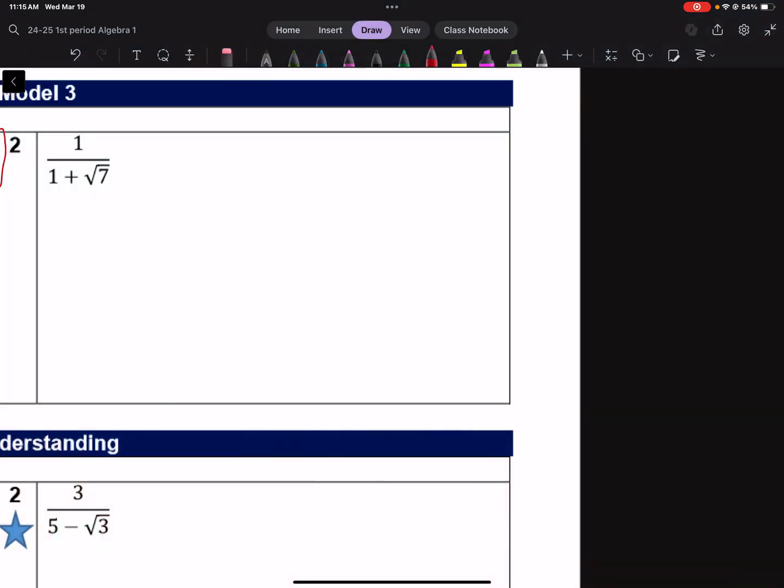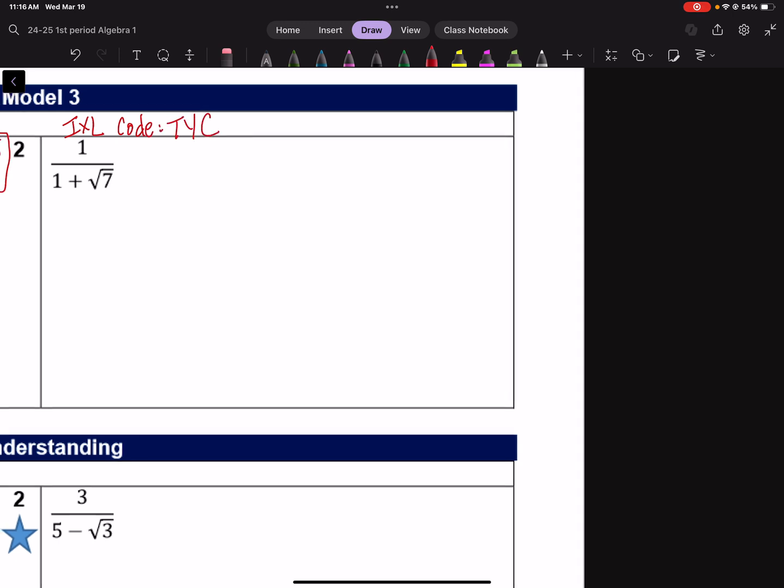Okay, this video is another one where you're simplifying using a conjugate. Again, this would go with IXL code TYC. So IXL code TYC.